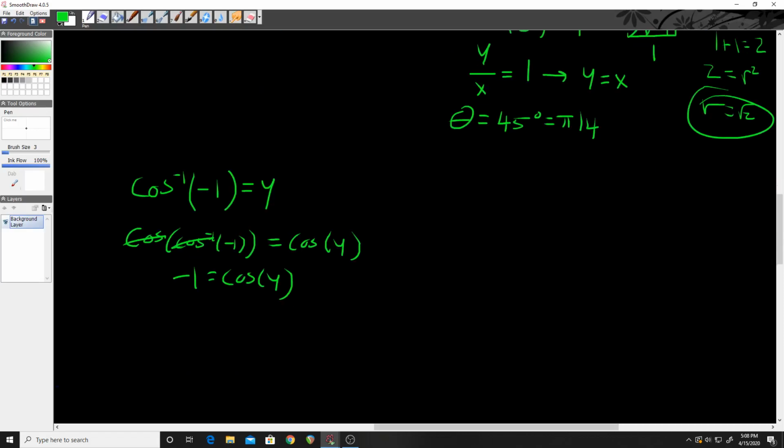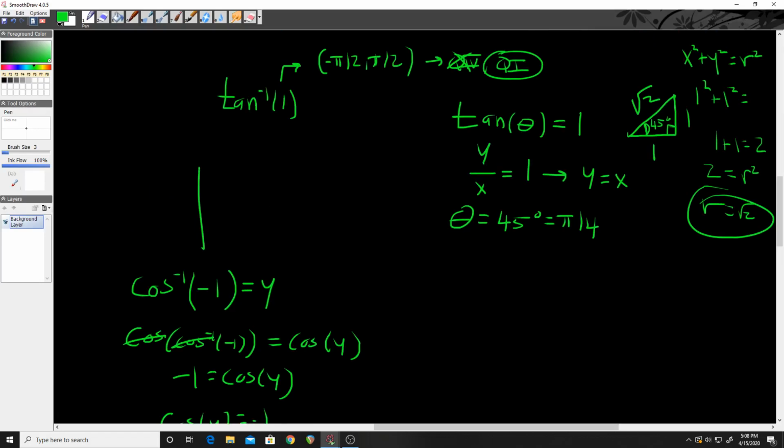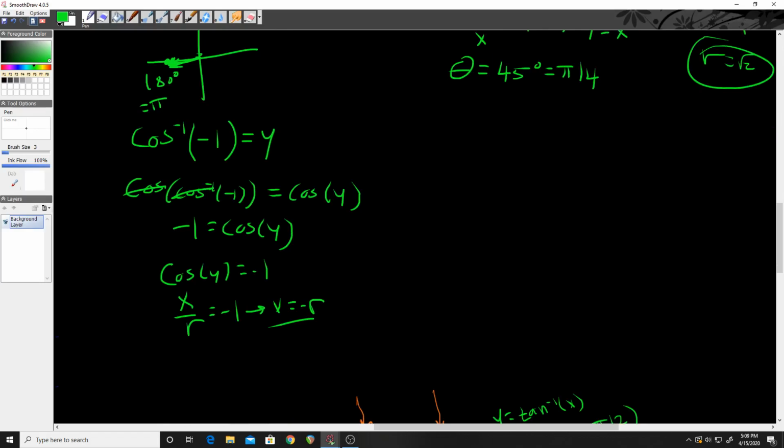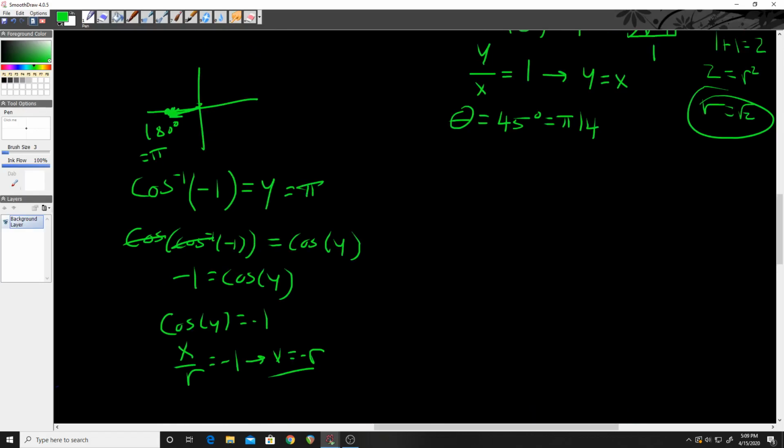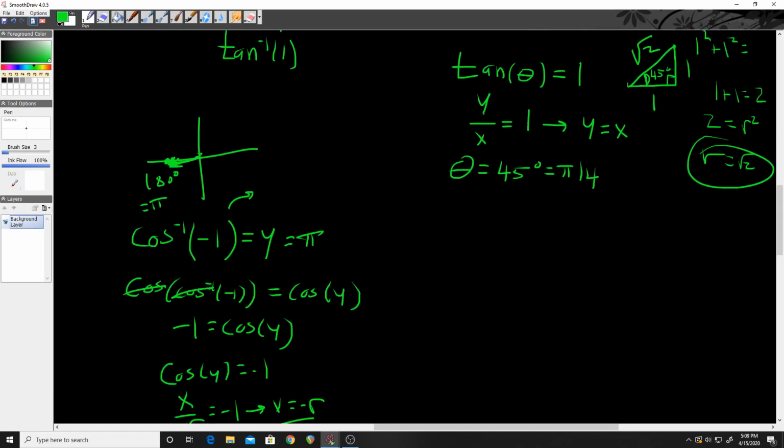Once again, use definitions. Okay. Cosine y equals -1. That means x over r has to be -1. That means that x has to be negative r. If x is negative r, we're talking about something that points this way. That's 180 degrees, which is pi. Okay, so the answer is pi. And once again, just to remind you, in inverse cosine, the range there is 0 to pi. So we're good to go there. One more.